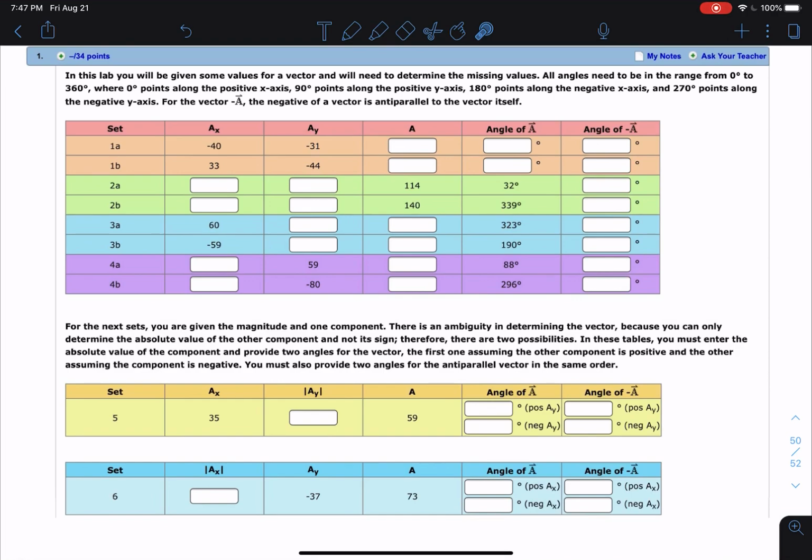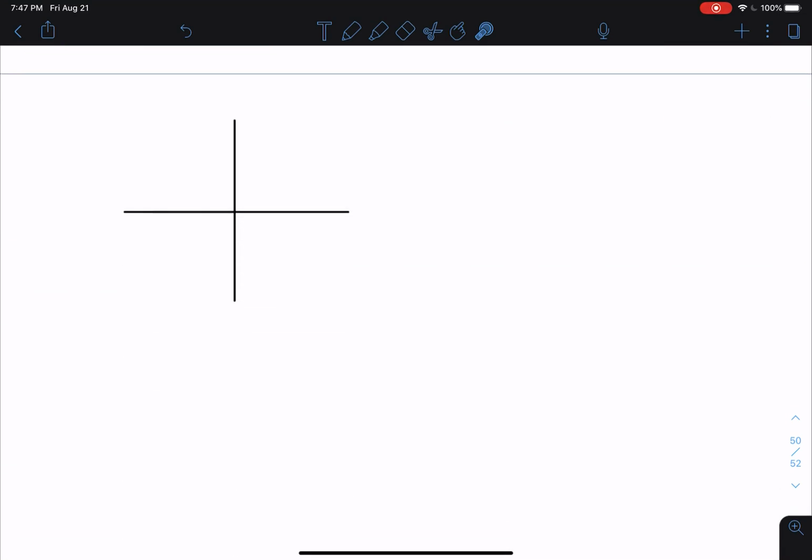So the first thing I recommend doing with all of these is drawing your vector. For example, if I'm drawing my first vector, set 1a, I've got a negative x component and a negative y component. So that puts my vector here, down in the 3rd quadrant. I think it's very useful to draw this if only for the visual, so you can see which way it's pointing.